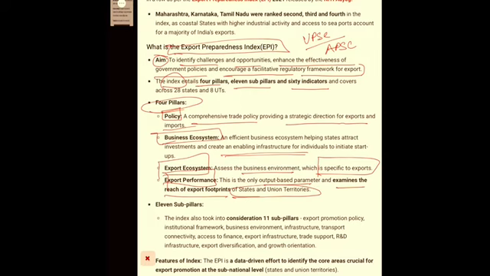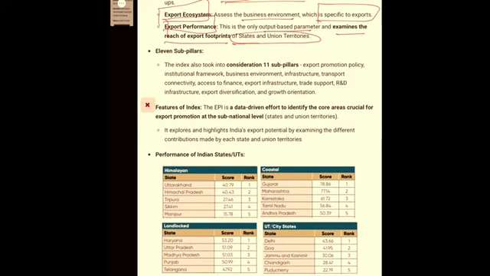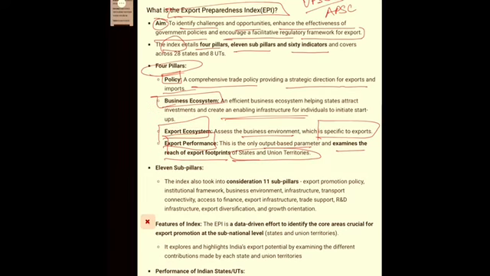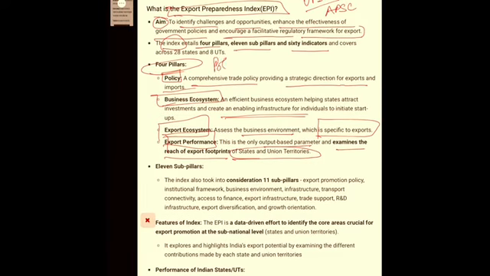territories. So coming back to the 11 sub-pillars now, after having done the 4 pillars, what are the 4 pillars? 4 pillars are policy, business ecosystem, export ecosystem, and export performance.